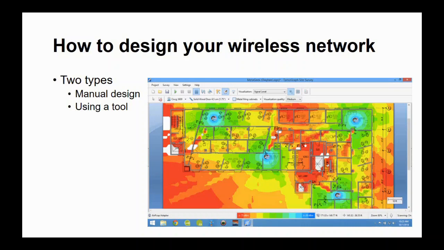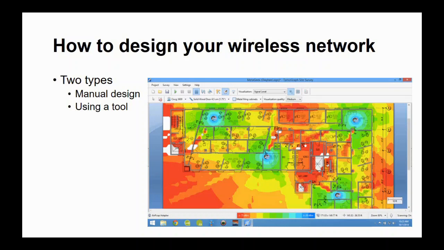We can design our own wireless network using two ways. The first one is manual design. We can identify the strength of the signal by moving the AP into different locations. By moving it, it is necessary to check signal strength, signal to noise ratio, radio frequency interference, and surrounding wireless networks. This is a very accurate method, but it is very time consuming.